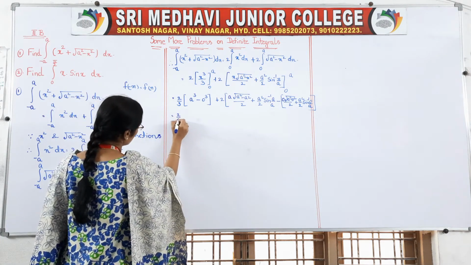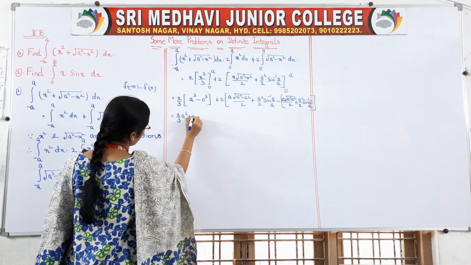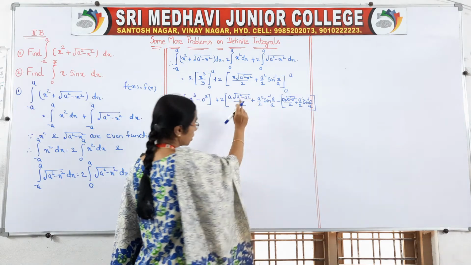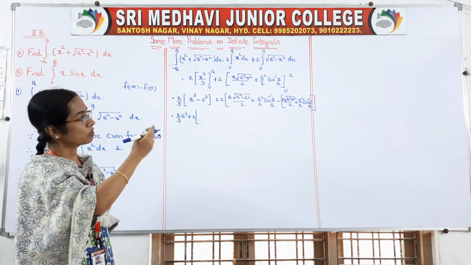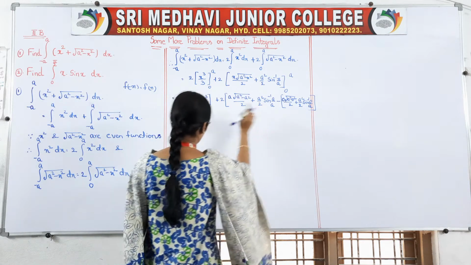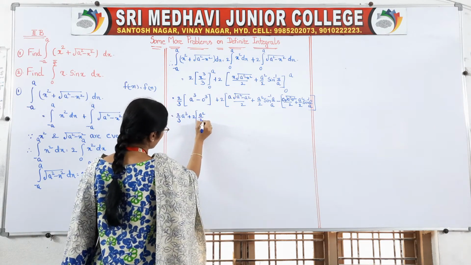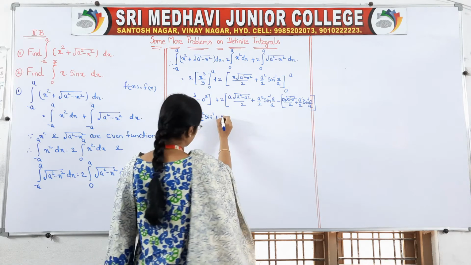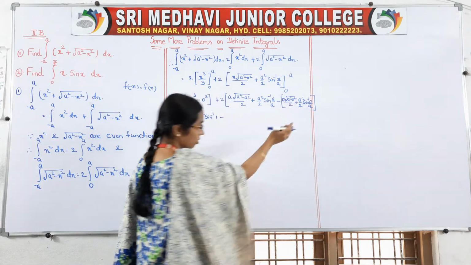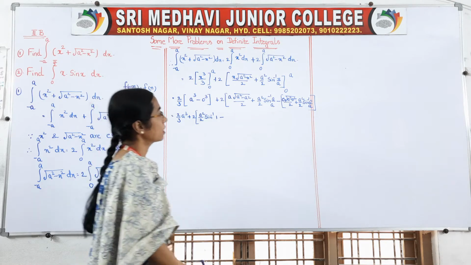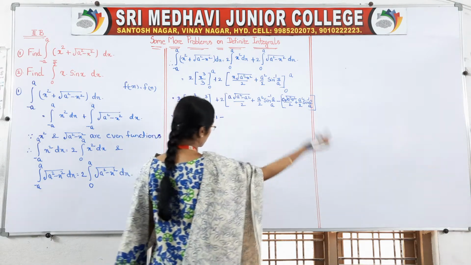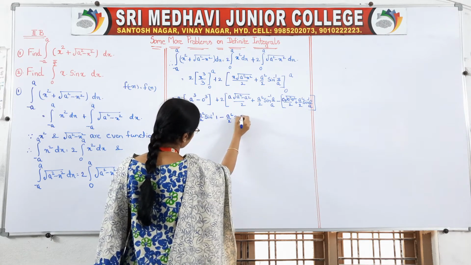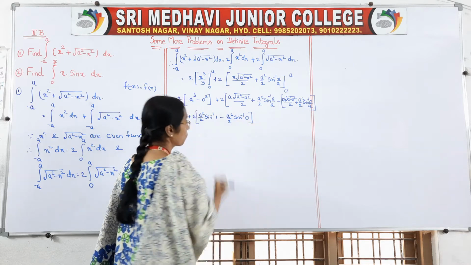So it is equal to 2 by 3 a cube plus 2 into this one, a square minus a square, 0, right, 0 into anything is 0, 0 by anything is 0. And now come to this one, it is a square by 2 sine inverse of 1, a by a, 1. Next minus, this is 0 into something is 0, 0 by anything is 0, and this one is a square by 2 sine inverse of 0 by anything, which is 0.